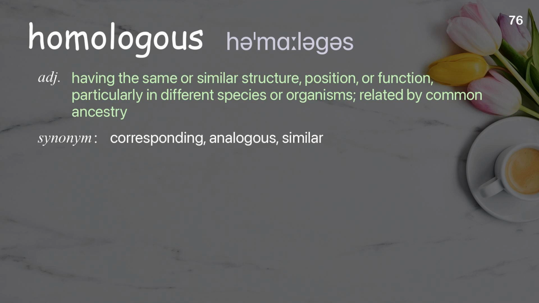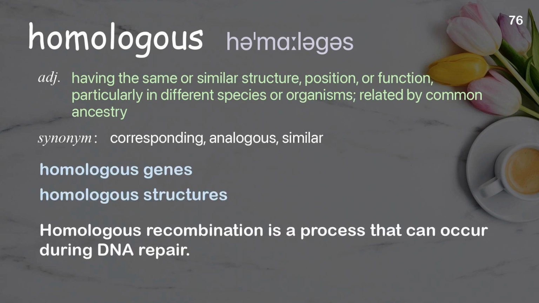Homologous. Having the same or similar structure, position, or function, particularly in different species or organisms, related by common ancestry. Examples: homologous genes. Homologous structures. Homologous recombination is a process that can occur during DNA repair.